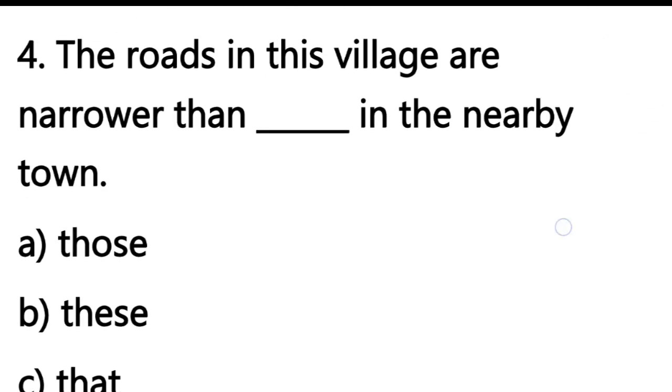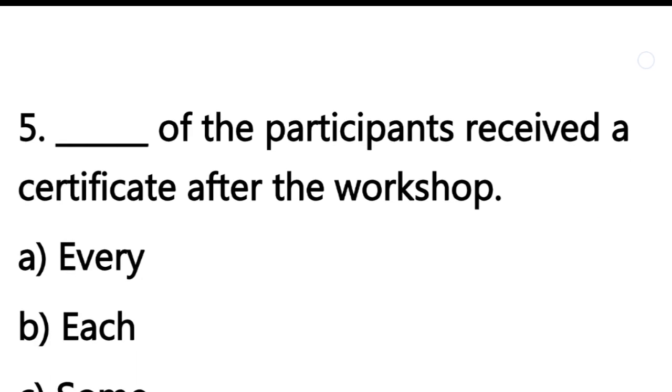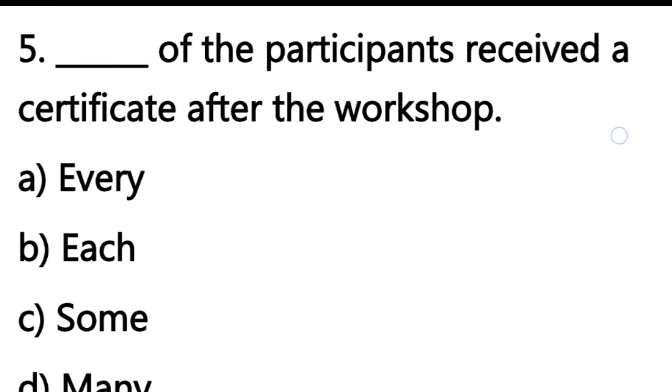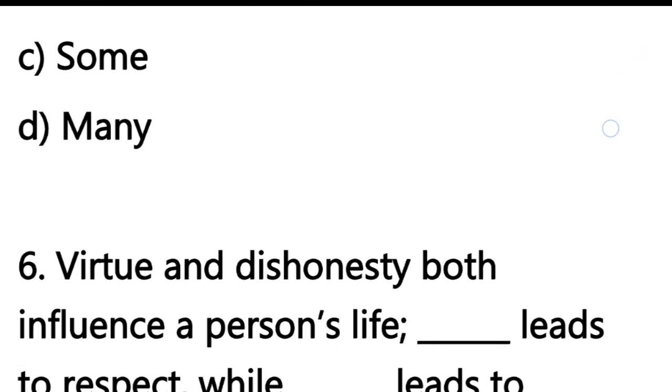Now we have question 4 that says, the roads in this village are narrower than dash in the nearby town. We have options those, these, that and this. And now we have question number 5, which says, dash of the participants received a certificate after the workshop. The options are every, each, some and many.